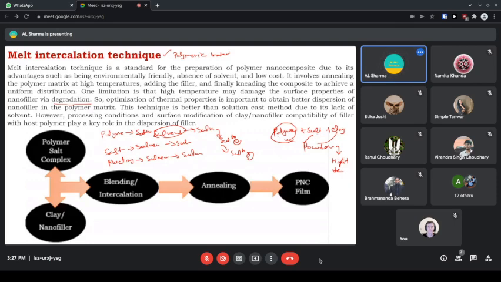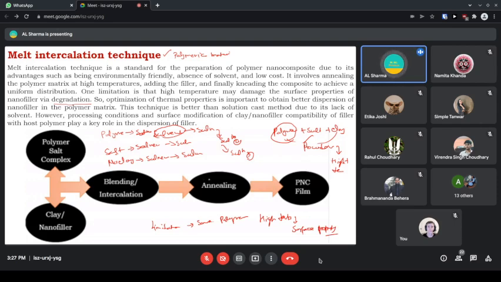But at the same time, there are limitations. The limitation is that some polymers require high temperature in order to melt. For that purpose, it may affect the surface property of your nanofiller. So you have to take care of the surface property of the nanoclay or nanofiller, and on that basis, you have to go ahead.